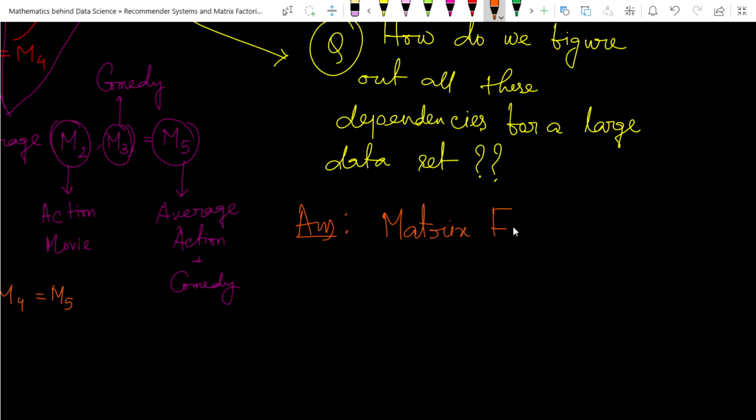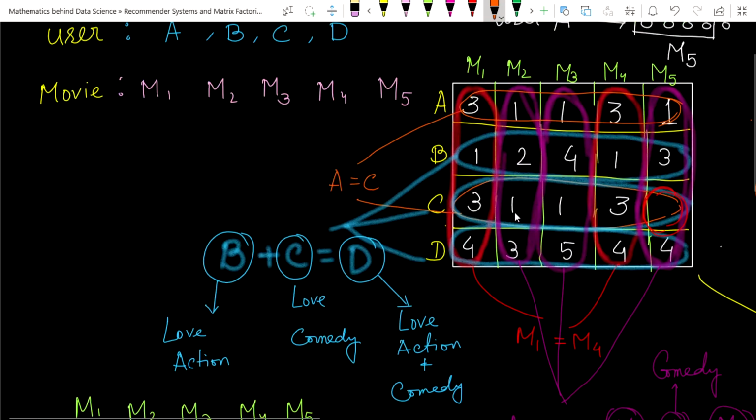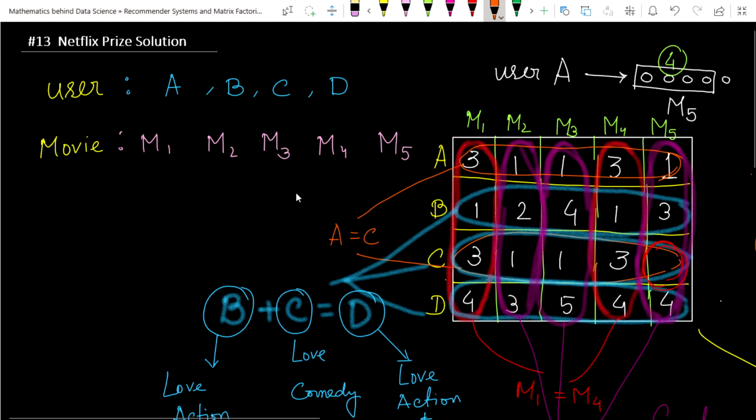Now let's see how matrix factorization comes into the picture to solve this problem. Let's see it step by step. The answer is matrix factorization. Now let's see how this matrix factorization comes into it, so that it helps us to give these answers.